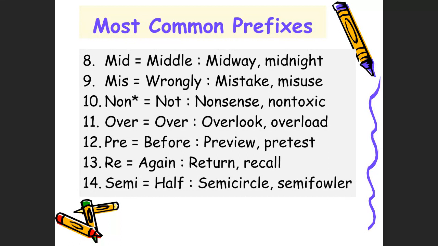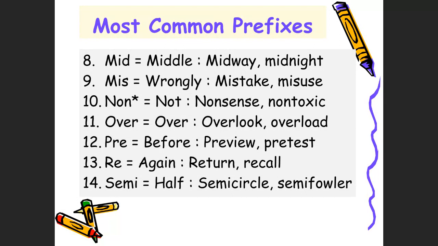Over is the same. Over, it's over. So it's overlook or overload. Pre, that is before again, like for, before. So it's a preview and pre-test. Re, that is to do again. For example, return, recall. Like the example previous from your classmates, that is the remix. Okay. Semi, that is a half. Semicircle, semi-flower. Yeah.